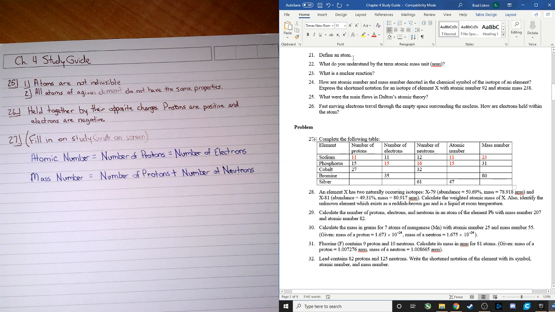So then here on cobalt, the third one down, we're given 27 protons. So therefore we have 27 electrons. Therefore, the atomic number is also 27. The mass number is equivalent to the number of protons and neutrons added together, which would be 27 plus 32. That would give us 59.